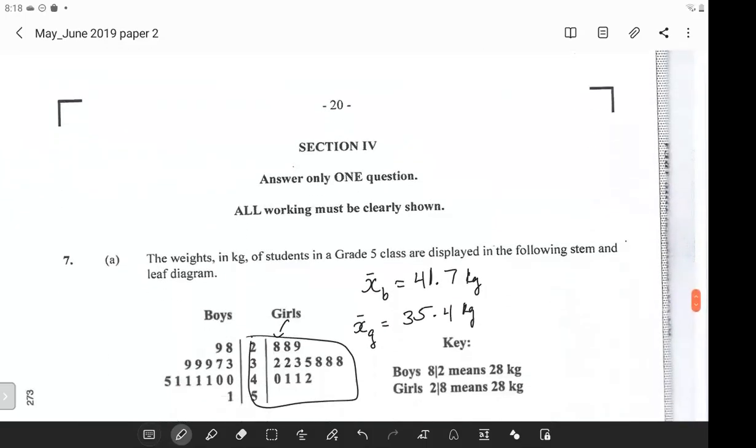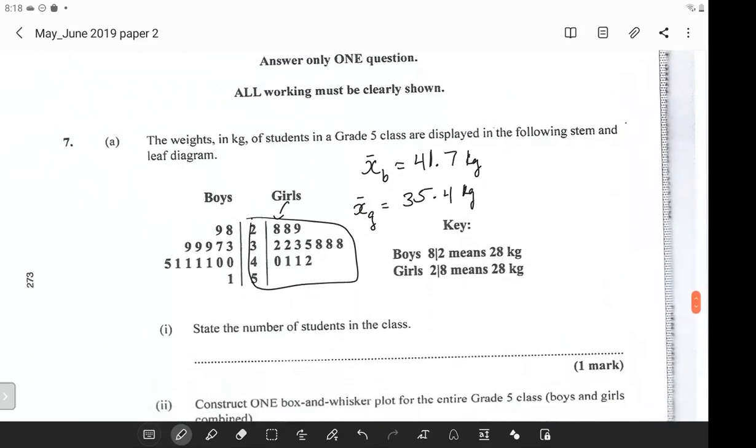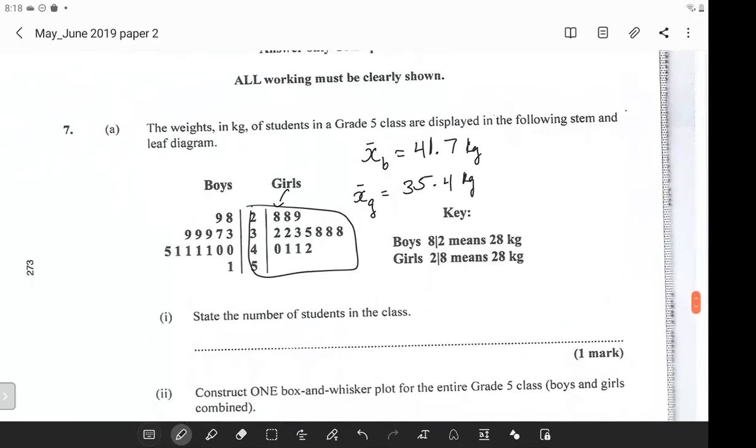All right, so number 7. The weights in kilograms of students in a grade 5 class are displayed on the following stem and leaf diagram. So on the boys side, we have 8 line 2 means 28 kilograms. So 8 line 2 is 28. And on the girl side, 2 line 8 means 28. So 2 line 8 is 28.